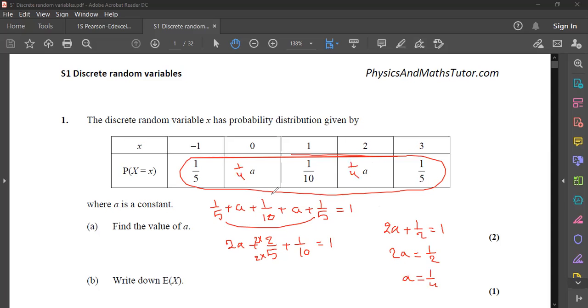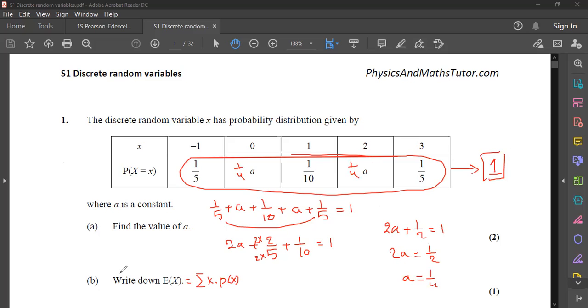So this is the way how to find this variable, and it's very important. The total probability is equal to 1. This will solve a lot of problems for you. Now find the mean of x. As you know, the mean of x is the sum of x's times their probability.